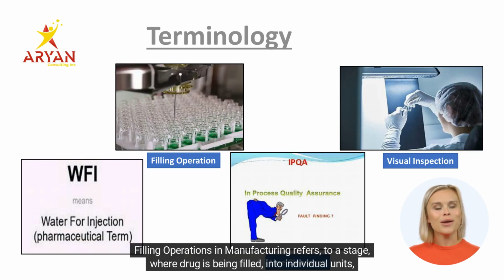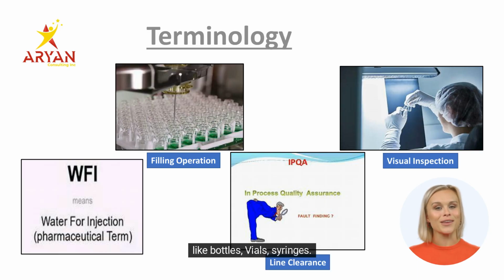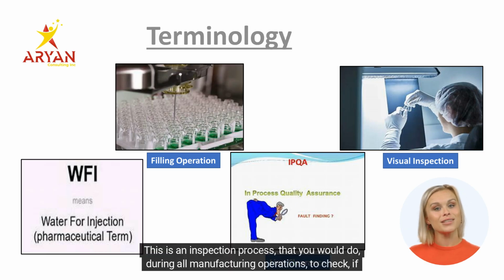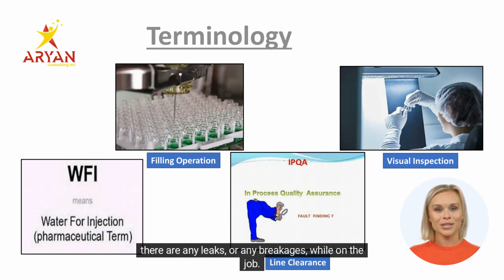Filling operations in manufacturing refers to a stage where drug is being filled into individual units like bottles, vials, syringes. Visual inspection. This is an inspection process that you would do during all manufacturing operations to check if there are any leaks or any breakages while on the job.